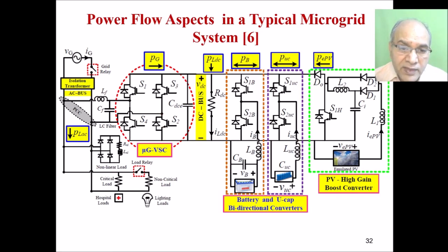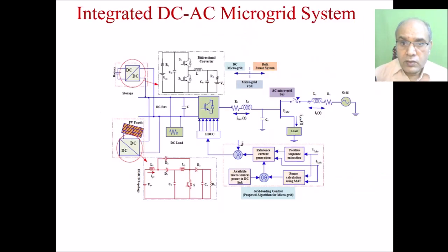And apart from that, many additional features can be embedded to address the power quality and any other ancillary services which are required at that point of time. Okay. So this is the power flow description, and here again I have shown the more detailed schematic of the DC-AC microgrid system.